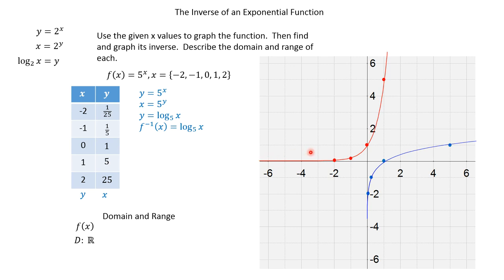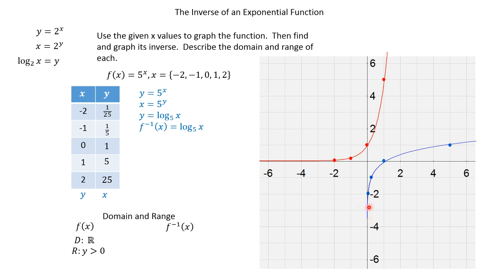The range isn't going to be all reals because we have this horizontal asymptote. And so the range, y is going to be greater than 0. Not greater than or equal to, because it'll never actually touch 0. It'll get really, really close. But that's it. And for the inverse, these two things just switch.